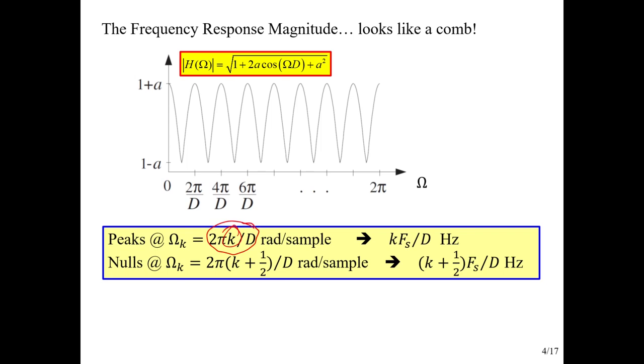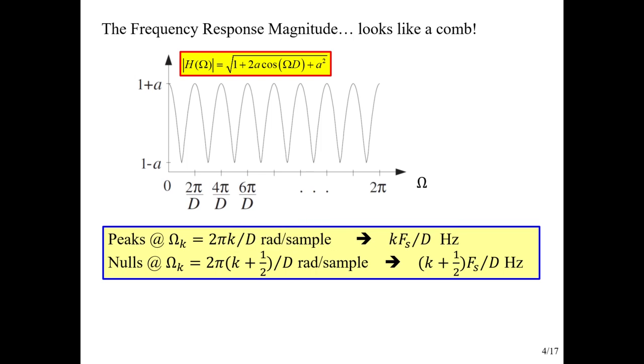Now, we always want to think about how these filters tie back to the physical real-world frequencies. So if we convert this in radians per sample into hertz, that would be taking and multiplying that by fs over 2 pi, because fs corresponds to 2 pi. So the 2 pi's cancel, and we get k fs over d. So that's where those will be located.